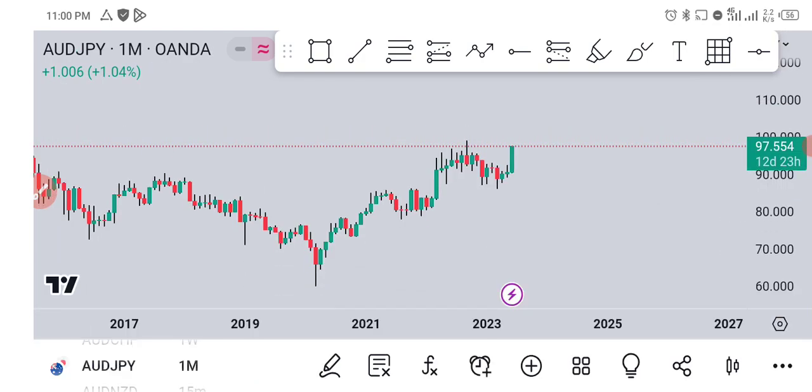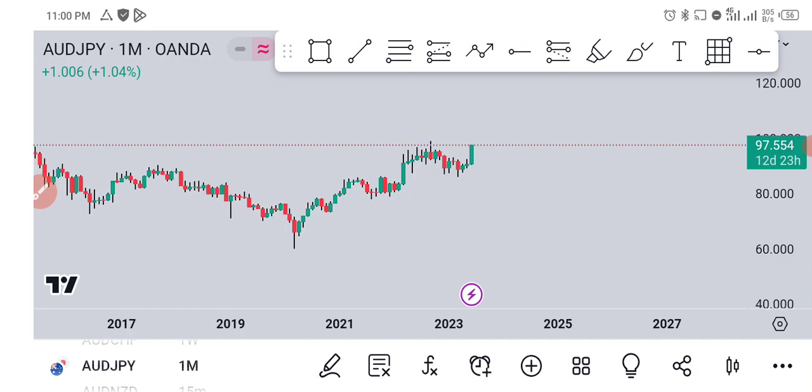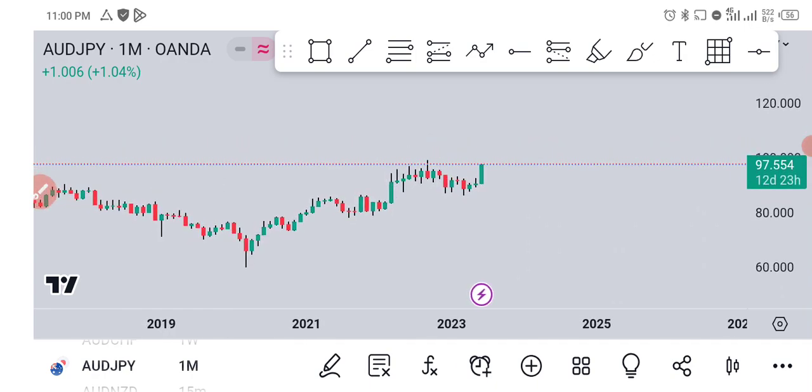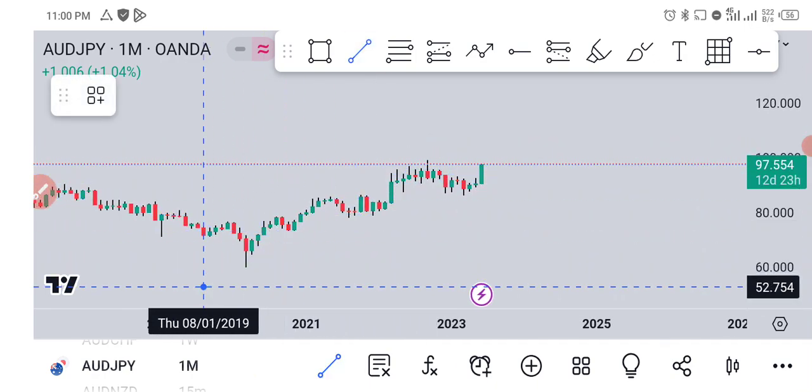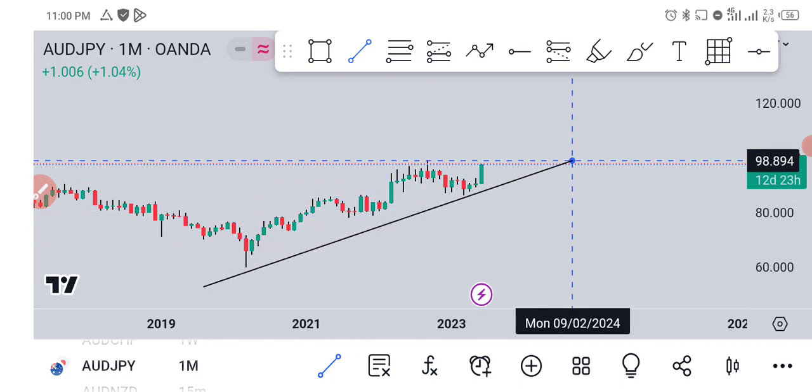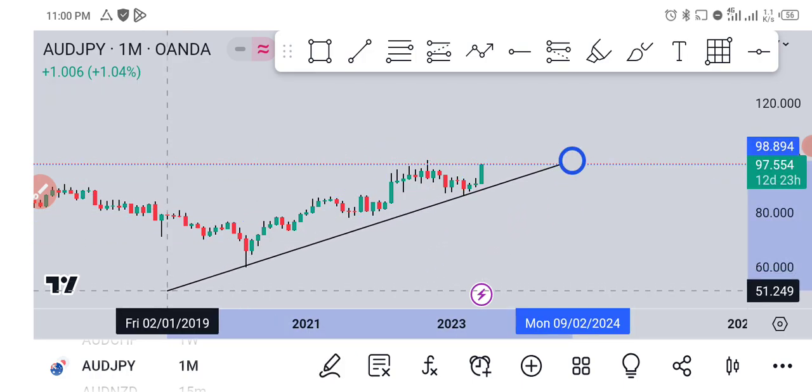So the next pair is AUD JPY. Starting on the monthly time frame, remember we are doing our top-down analysis. We can see the market is in an uptrend. So we have this uptrend here.